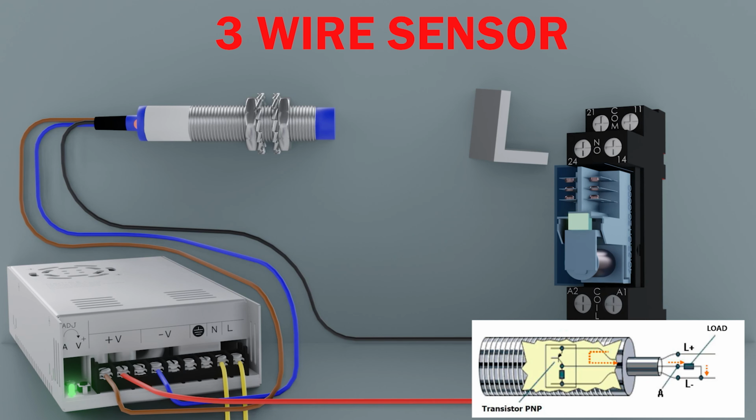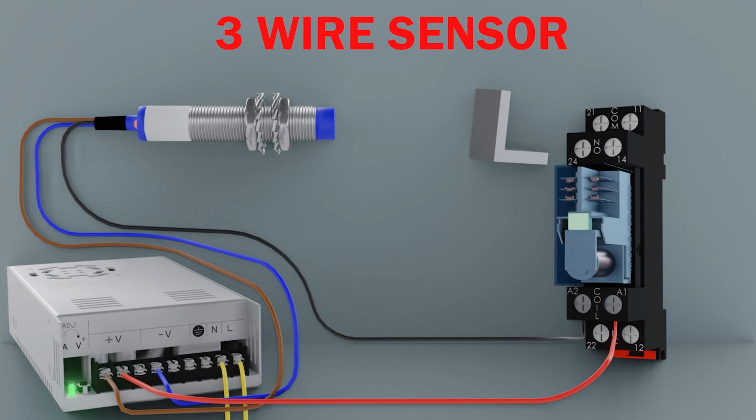Now we have a PNP signal sensor. The black cable is connected to the positive of the relay, A1, and the negative of the source, to A2.